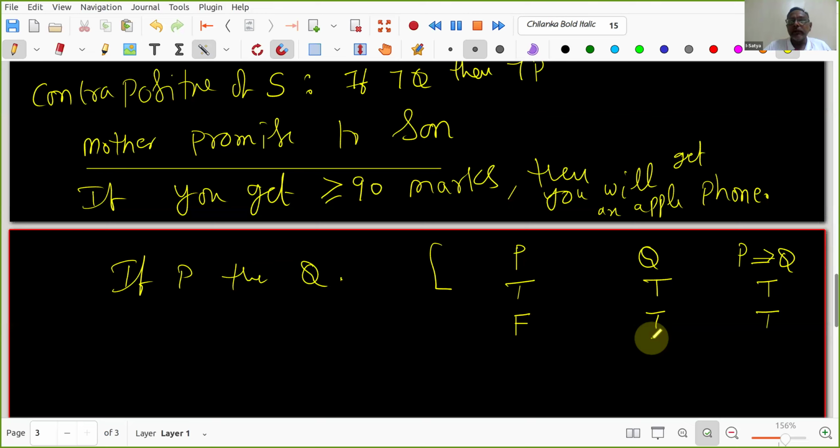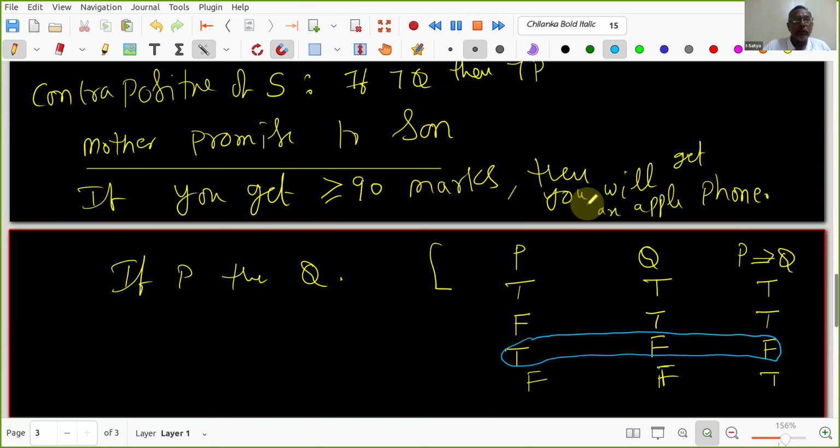This is true and this is false. Then F, right? Both are F, still not a problem, right? Still it is true, right? So this is false only in one case, okay? So see, that is what a conditional statement means. Whenever this is true and this is wrong, that is the only case I need to check. If this has not happened, I don't need to check this, okay?